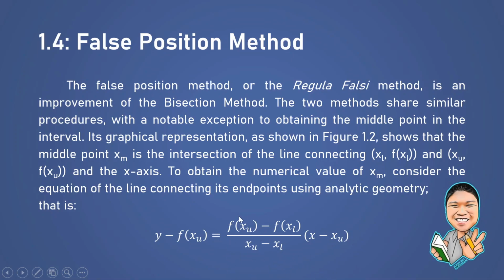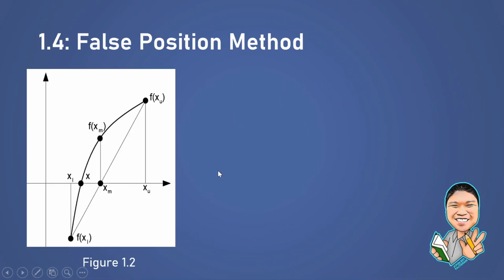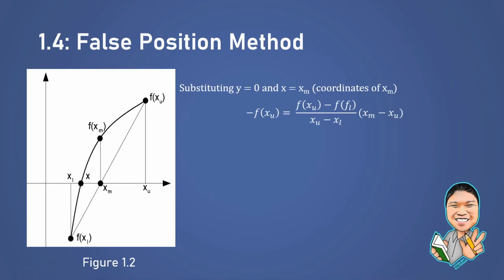Pero ito yung slope, di ba? Slope siya nung line segment. Kung titingnan nyo, tama naman, itong line segment na to ay may slope na y sub 2 minus y sub 1, f of x sub u minus f of x sub l all over x sub u minus x sub l. Okay? So, substituting y equals 0 and x equals x sub m, yun na yung magiging coordinate.